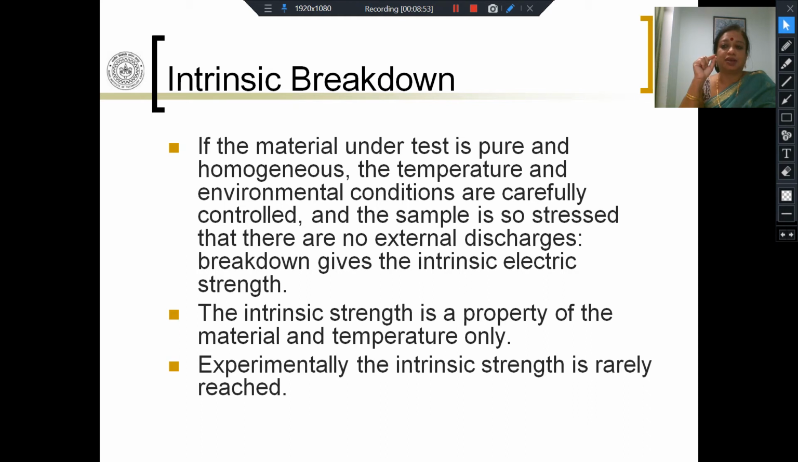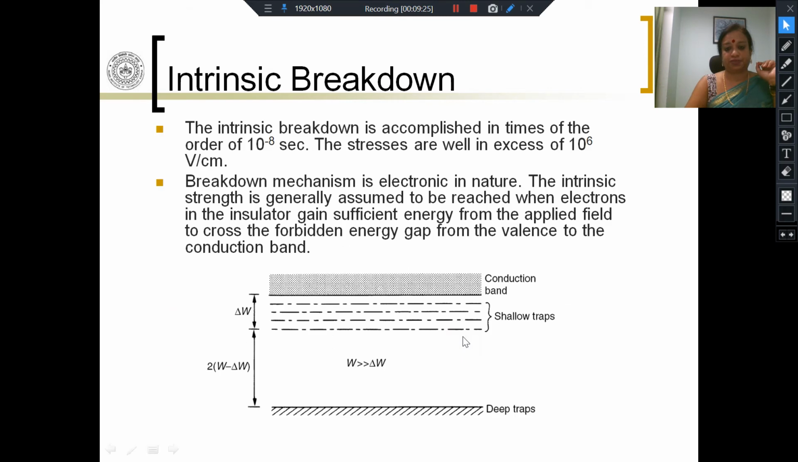Intrinsic breakdown is very difficult to achieve in practice, but if you do, the intrinsic breakdown strength of most materials is very high, and the intrinsic strength is a property of the material. It is also a property of the temperature, but it is not a property of many other factors which we will see actually govern breakdown of a material. So this is the first mechanism that we have discussed, the intrinsic breakdown mechanism. Experimentally, the intrinsic strength is very rarely reached. What is the process by which intrinsic breakdown happens?